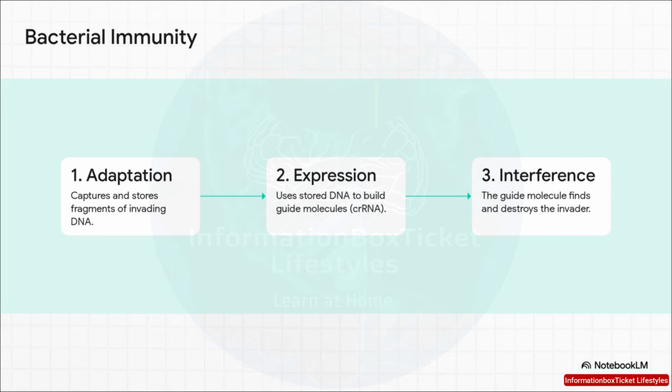First up is adaptation. That's where the bacterium captures that piece of viral DNA. Then comes expression, where it uses that stored DNA to build a little guide molecule. And finally, you get interference. The bacterium uses that guide to hunt down the virus and, well, chop it to pieces. It's incredibly elegant and just brutally effective.